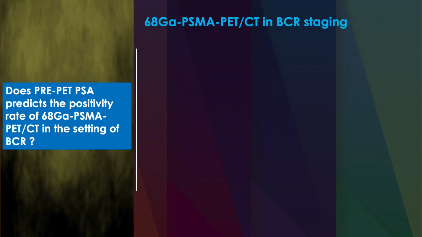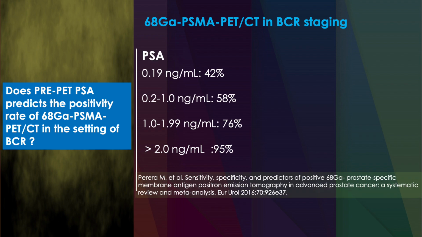In terms of pre-PET PSA, it predicts the positivity rate of PSMA in the setting of prostate cancer. If the PSA is around 0.2 nanograms per ml, your pickup rate on a PSMA scan is approximately 40%. But the higher the PSA, the better is the detection rate. Therefore, if the PSA levels are greater than 2 nanograms per milliliter, then your pickup rate is approximately 95% plus.